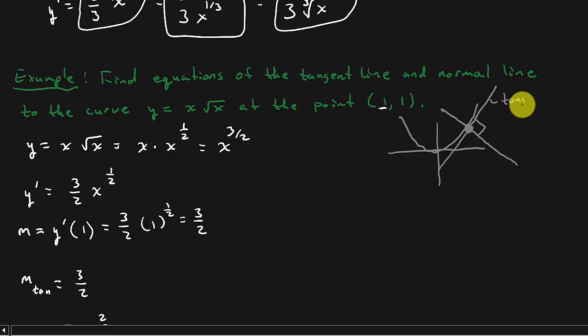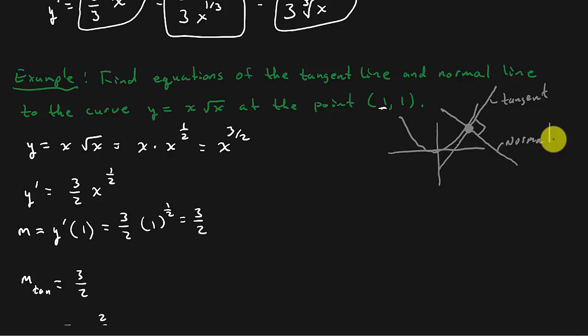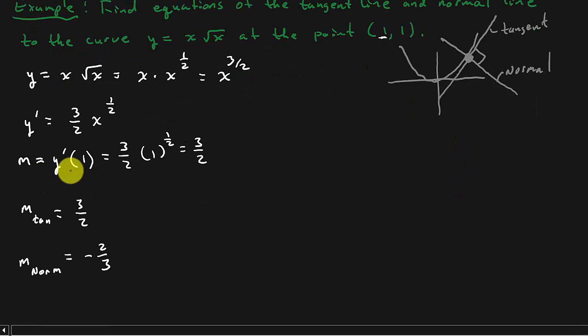So this is the tangent line, and this is the normal line. The normal line is perpendicular to the tangent line. Do you remember that lines that are perpendicular have slopes that are negative reciprocals of each other? The slope of the tangent line you find by evaluating the derivative at the point. And then the slope of the normal line is the negative reciprocal of that.